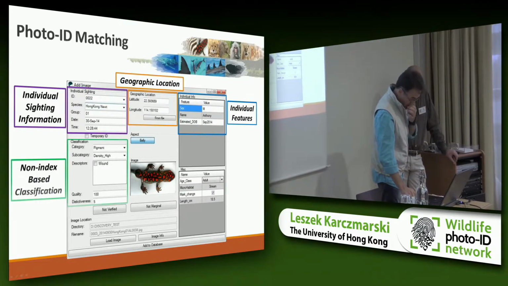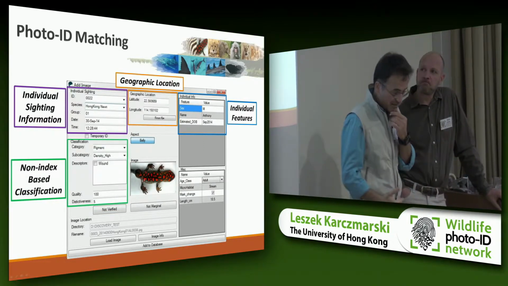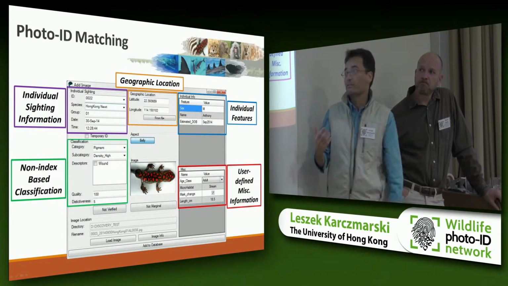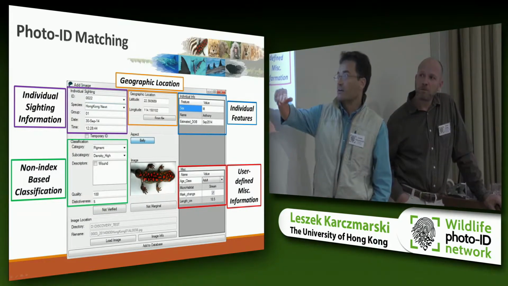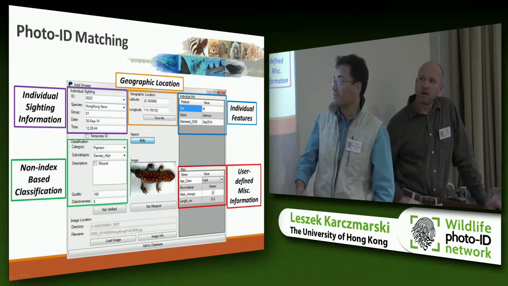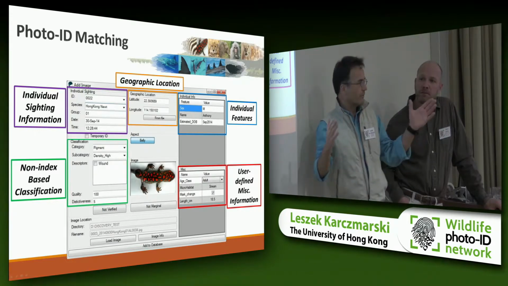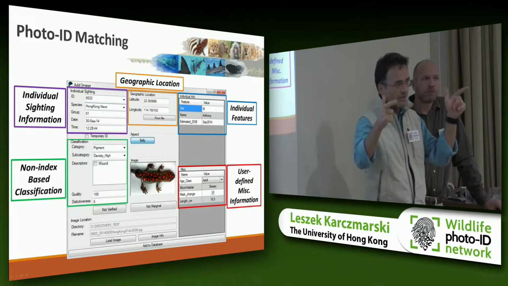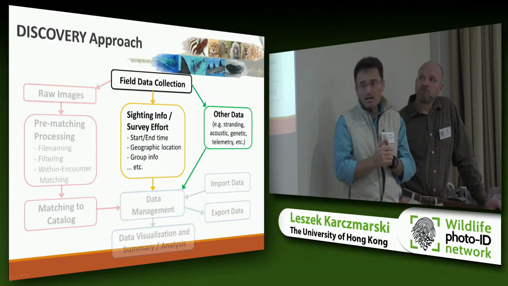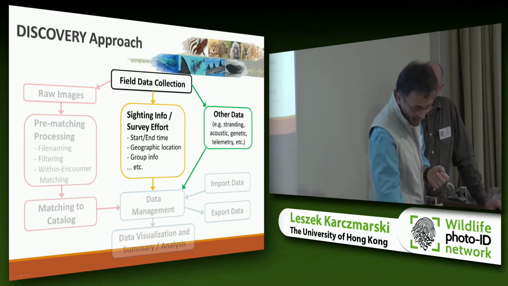And your user-defined non-index classification, as well as all the miscellaneous user-defined information, such as, for instance, your age class, which will be changing throughout the life history of the individual, your potential mark change, growth. If you work with small enough critters, they can measure how much they increase in their size and so on. So this will be all the pre-matching and matching procedures, and then we go to sighting information.